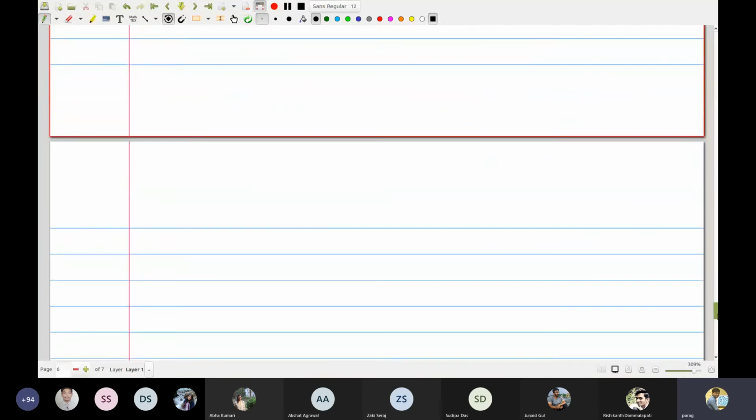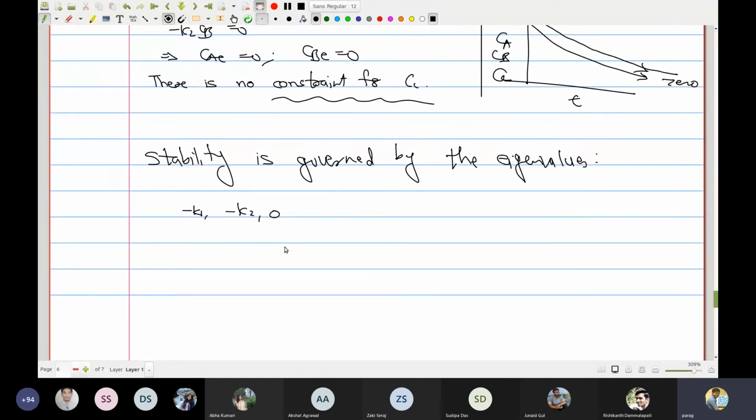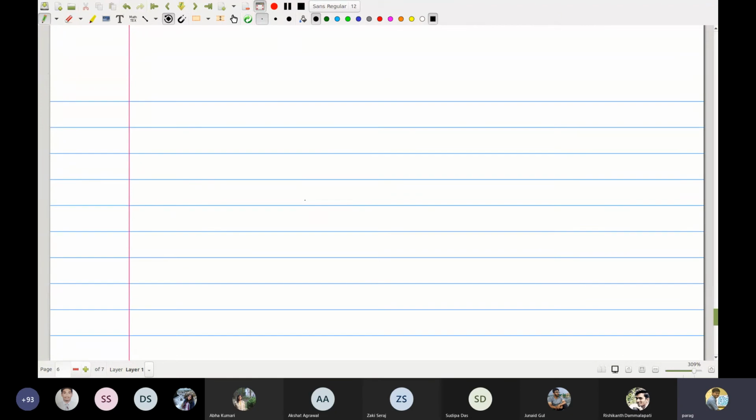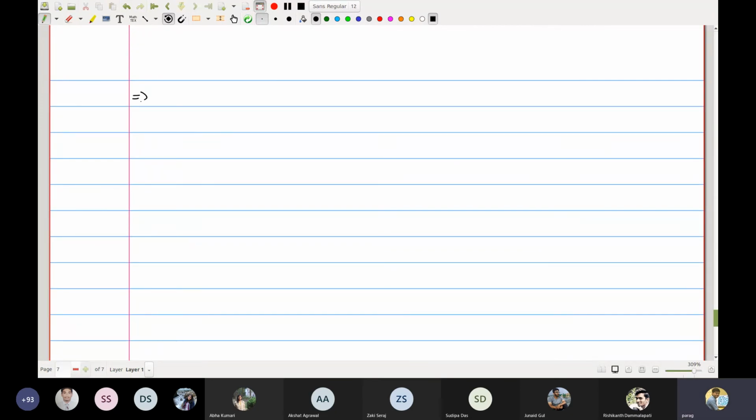In our physical case, the eigenvalues are -k1, -k2, 0. Now, physically, k1 is always greater than 0. Rate constants are always positive. k2 is always greater than 0, which means lambda 1 is less than 0, lambda 2 is less than 0. Fine. Or at least none of the eigenvalues are positive, but the problem is lambda 3 is equal to 0.